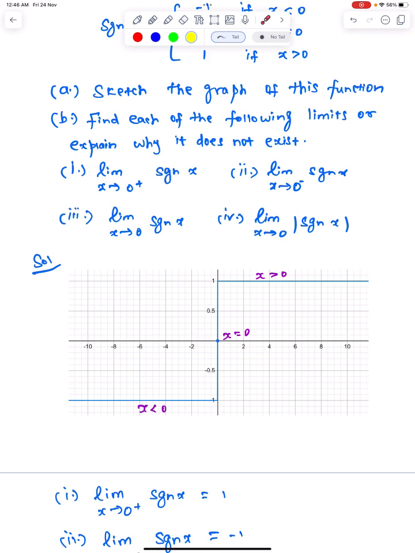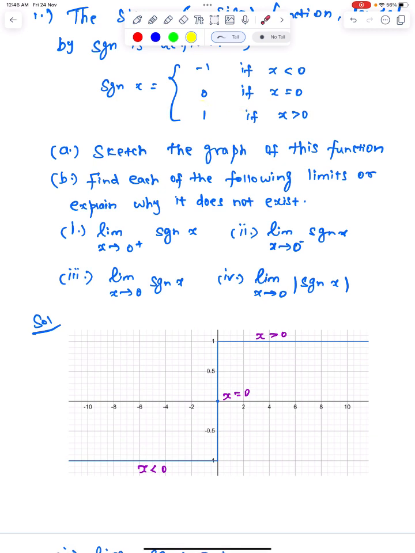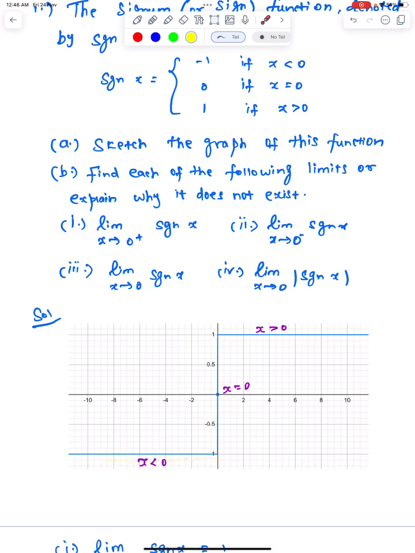Now we see this picture very clearly. At x equal to 0, you can see the signum function takes 0, as we know very well, right? When x is greater than 0, you can see y, that is f of x, is 1. When x is less than 0, you can see the value of y is -1 here, okay? So from this graph, when x approaches the origin from the left hand side as well as from the right hand side, what will be the limits you have to find?